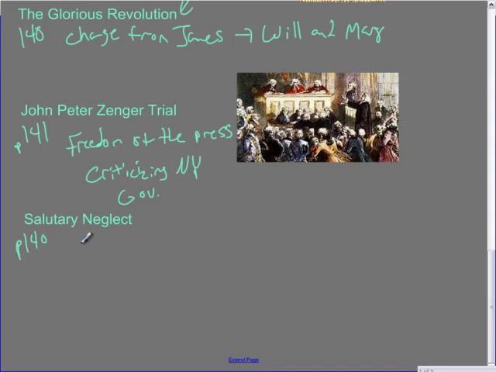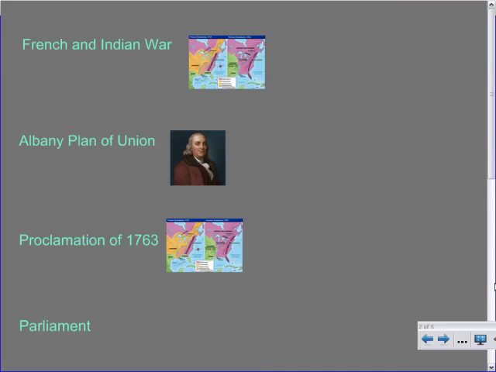The colonies are used to this salutary neglect, which means beneficial neglect, or being left alone for the benefit of yourself. And they get used to that independence, and now what we're going to see is that independence is taken away and a lot of rules are put into place. So that's salutary neglect. Now we're going to move on to the French and Indian War.